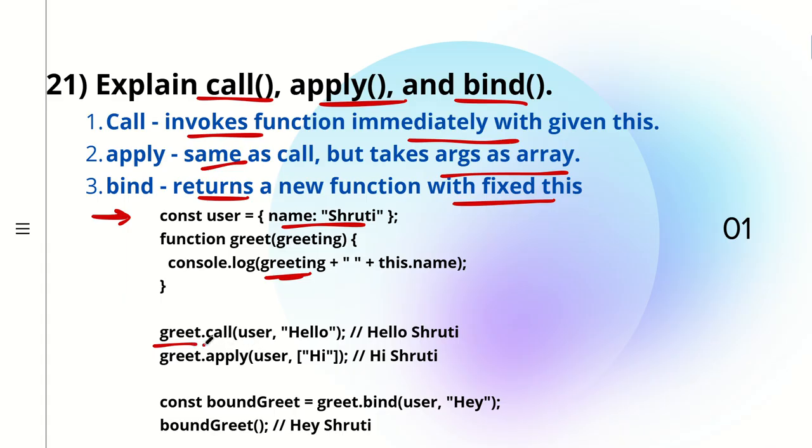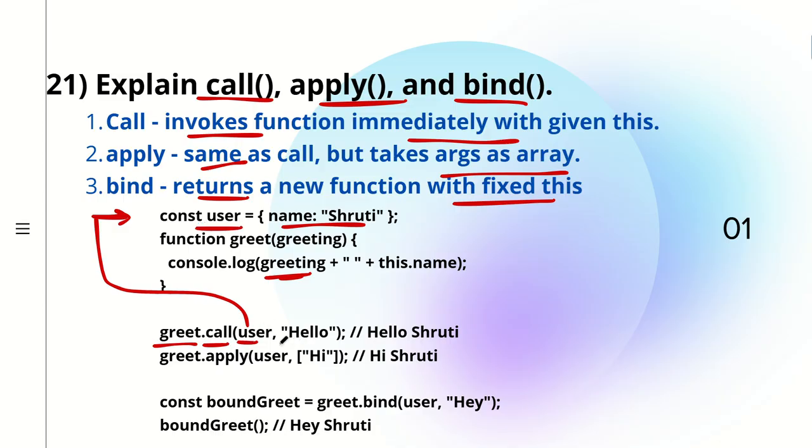Let us see. We have written dot call. Then in call, apply and bind, your first argument will always be the object, the context from which you want to use it. So the first argument here will be the context. What context? It is this object context, that is user.